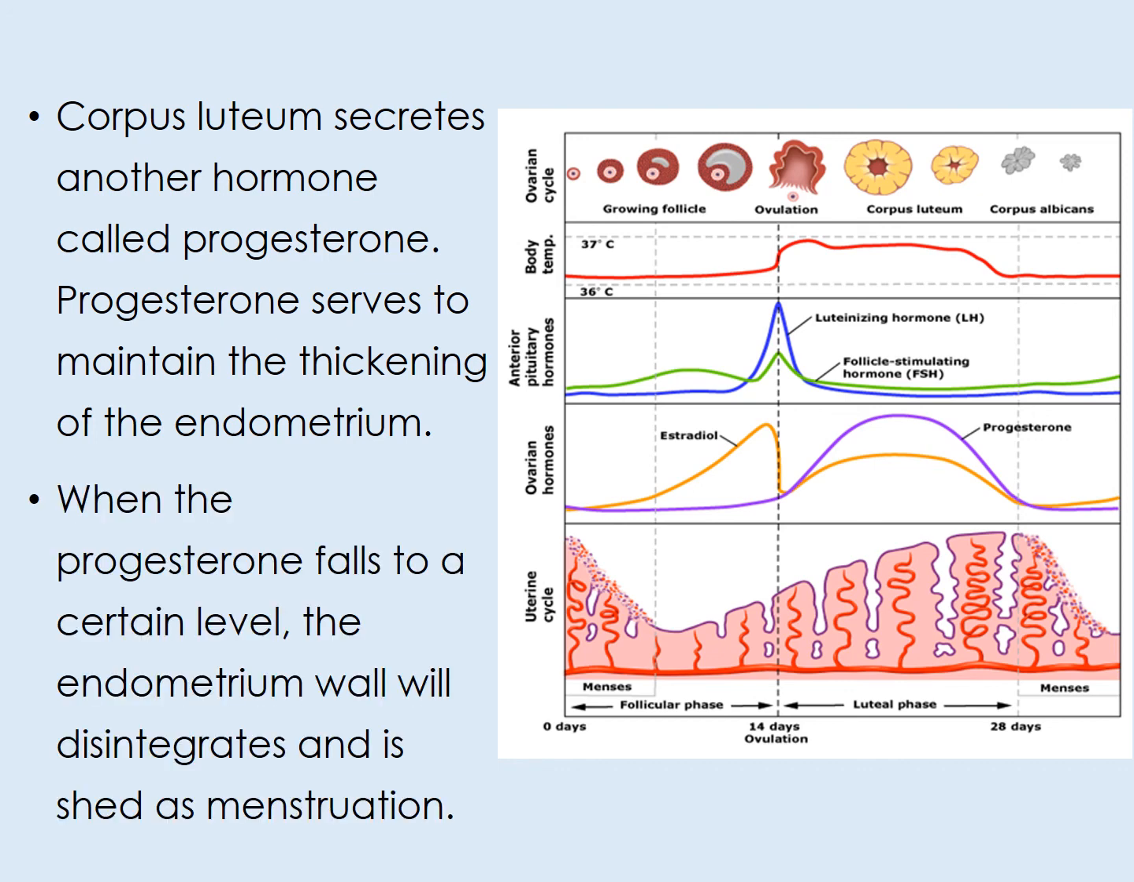If fertilization does not occur, the corpus luteum degenerates and the level of progesterone falls. When progesterone falls to a certain level, much of the endometrium disintegrates and is shed as menstruation.